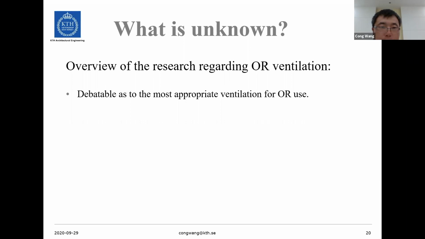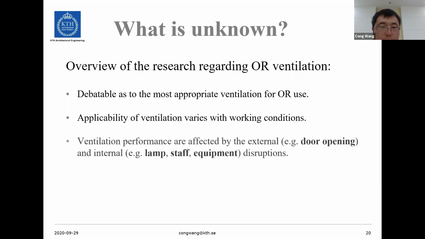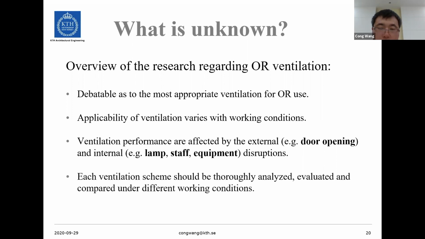For example, it remains debatable as to the most appropriate ventilation for operating room use. And the applicability of ventilation may vary with working conditions. The ventilation performance is affected by external and internal disruptions. For external disruptions, door opening is one of the most important. For internal disruptions, we have surgical lamps, surgical staff, and surgical equipment. Each ventilation scheme should be thoroughly analyzed, evaluated, and compared under different working conditions.